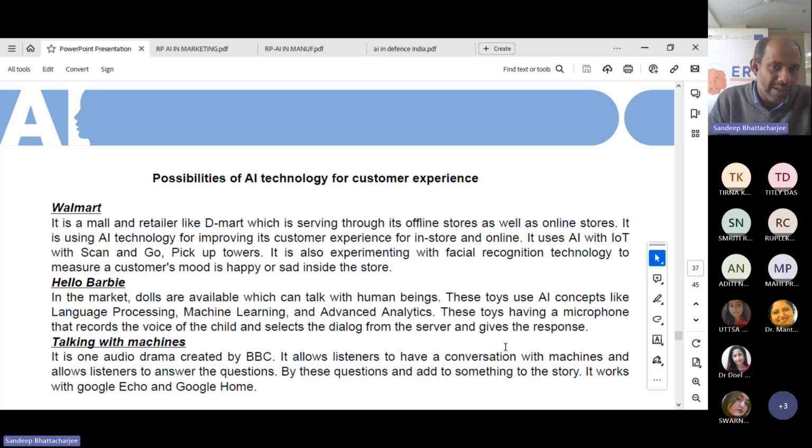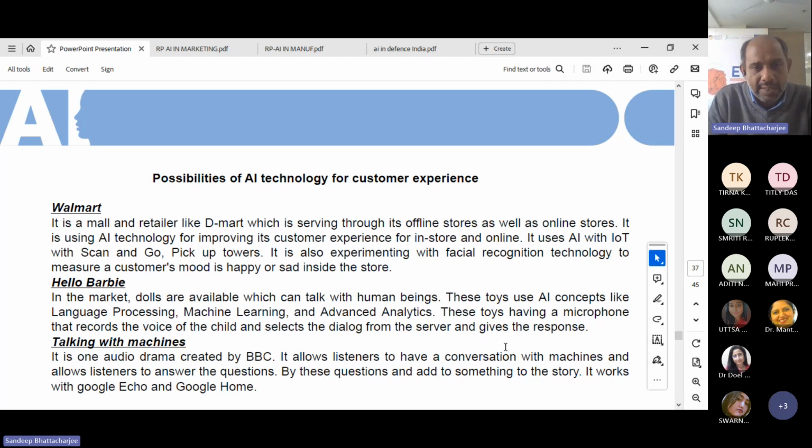Next, they have come up with another toy, a doll kind of thing in the market. They have got this concept of Hello Barbie, which can basically talk with human beings. These toys are using AI concepts like language processing, so it can speak in your own language, depending on which country it is being used in. Presently, it is used in the US, Canada, and one or two European countries. And they are testing other languages also so that it can be established in other places.